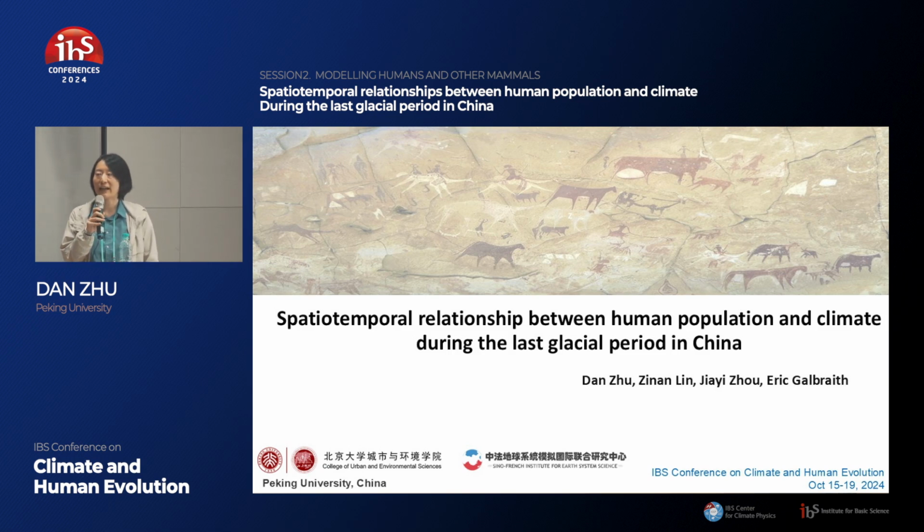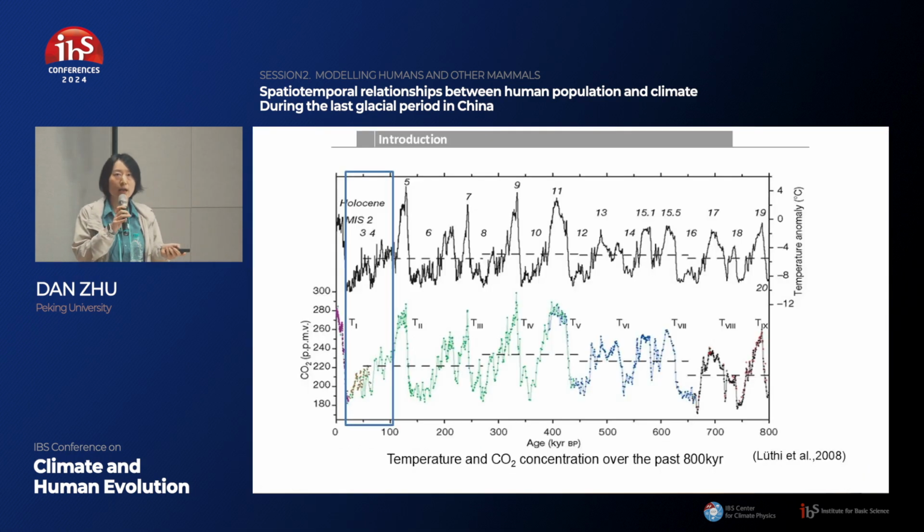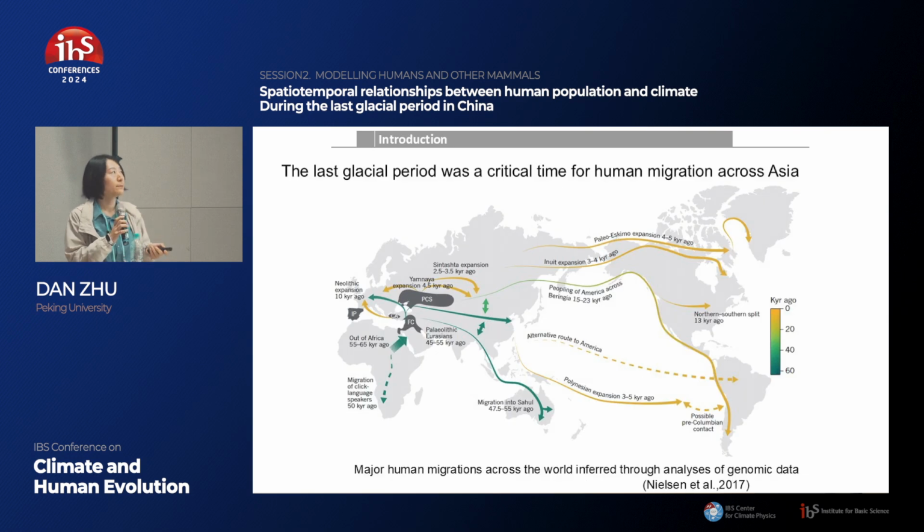My talk today is about how climate variations influence human population dynamics through time and over space in China. As we all know, during the glacial period, the climate is generally colder and drier than today, with a much lower CO2 level in the atmosphere. Meanwhile, there are frequent climate fluctuations during this period, with multiple alternations between colder and warmer periods. So the past tens of thousands of years is also a critical time period for human migration across Asia.